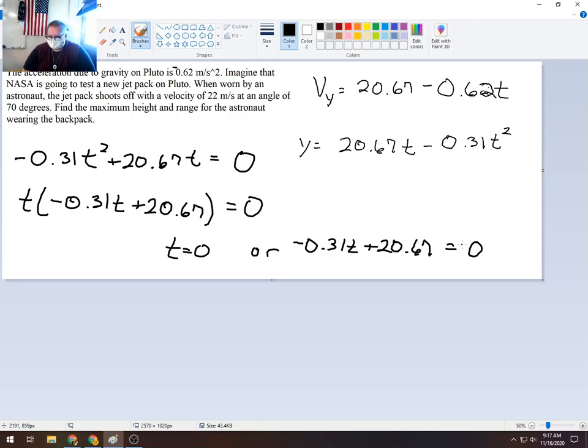Right, so I would subtract 20.67 on both sides, and then I have negative 20.67 divided by negative 0.31. For the time, I just get 66.68 seconds.